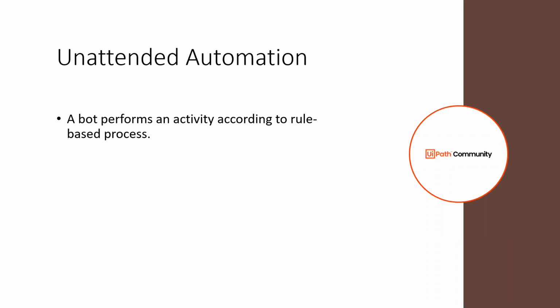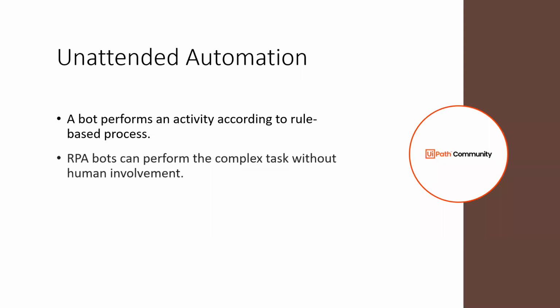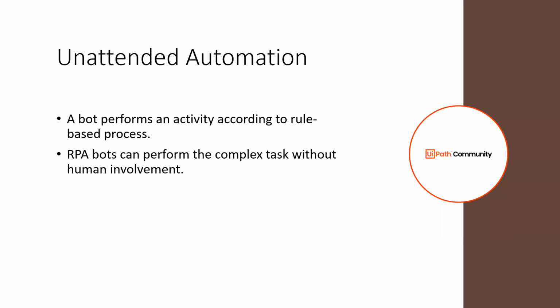So if this condition is satisfied, this will happen. If this is satisfied, this will happen. So that is the complete rule-based process that we have developed. Now, when we put it on Orchestrator, there should be no human involved. Priyanka, please, next point. RPA bots can perform complex tasks without human involvement. Now here there will be no human involved in this automation.